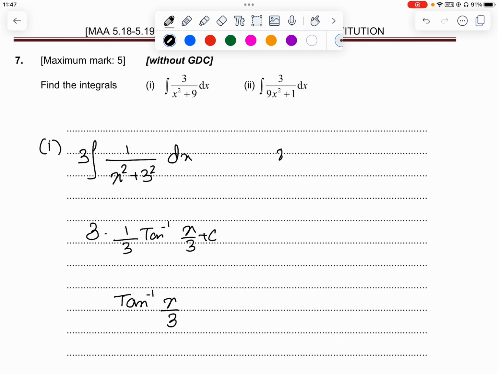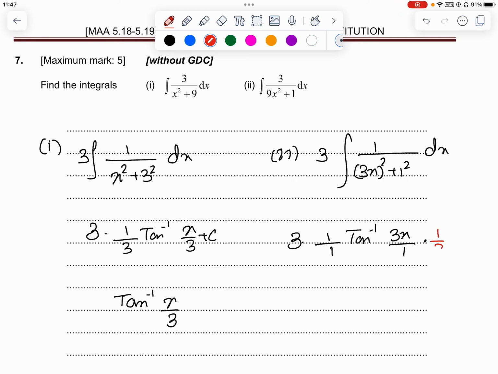Next, part 2. Integral of 1 upon (3x) whole square plus 1, square dx. So it becomes 3 times 1 upon a tan inverse of x upon a, times again 1 upon 3, plus c. So what am I going to get as my final answer? Tan inverse of 3x plus c.